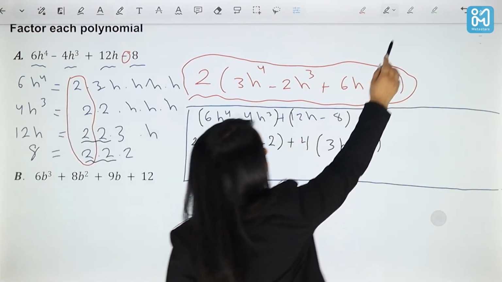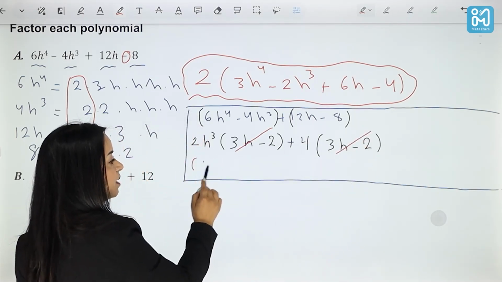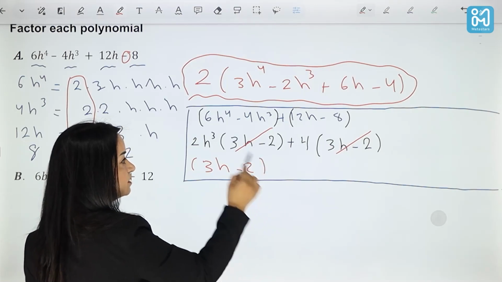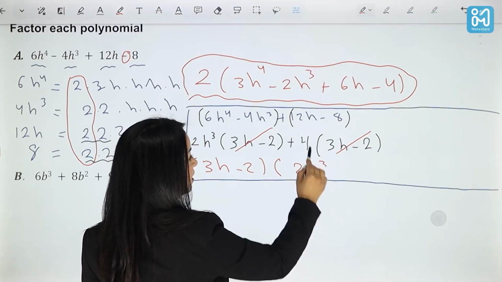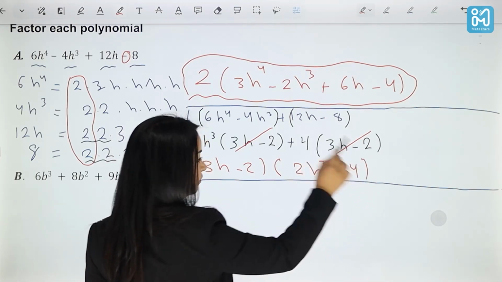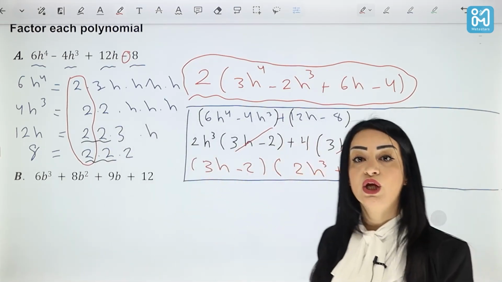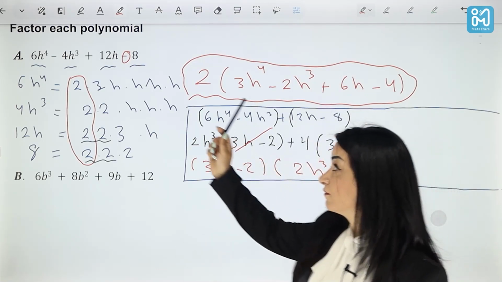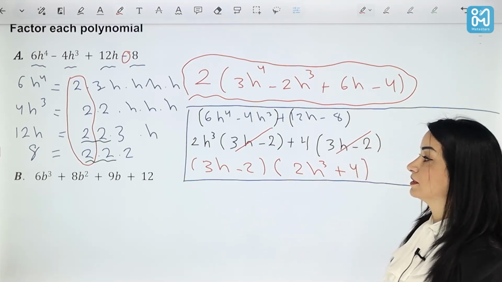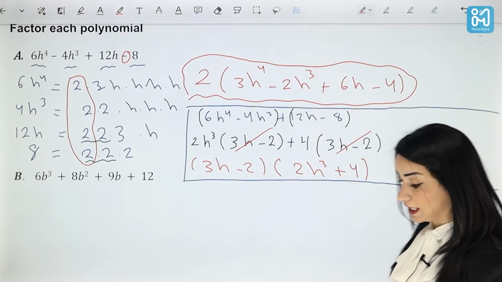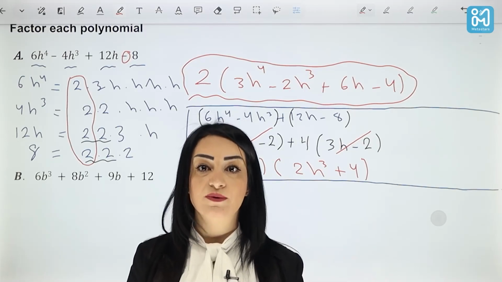So I will take 3h minus 2 out. So 3h minus 2 is out, to have then, open the other parentheses, 2h cubic plus 4. So this way, what I did, I factored by using grouping. So I converted from a polynomial with 4 terms to what? To binomials multiplied by each other. First, what we did, we factored by using the common factor between all the terms.